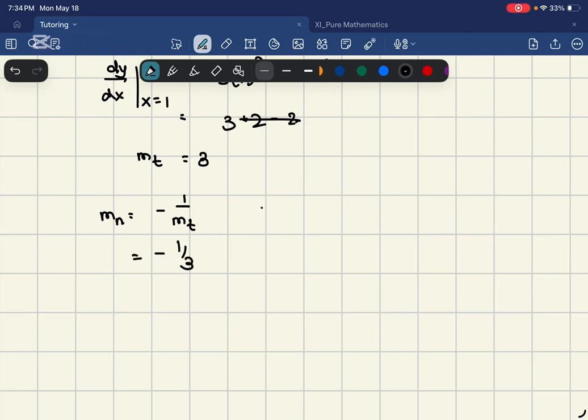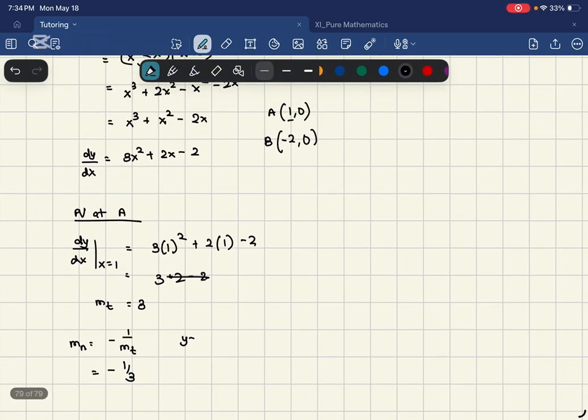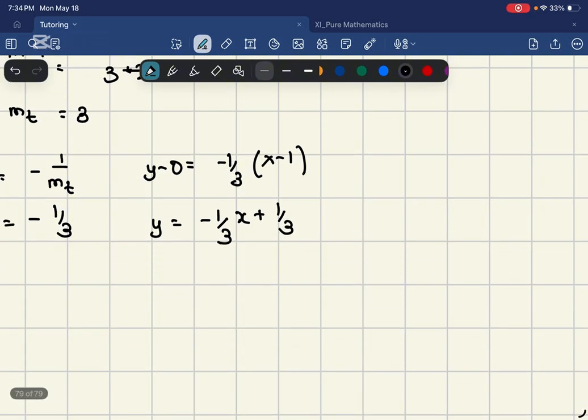Now we can find the equation. y minus y1 is 0, equal to m of the normal line times (x minus 1), using the point A. We are just dealing with the point A here. I have y is equal to -1/3 x plus 1/3. And yeah, that is it. That is going to be the equation of my normal line in this case.